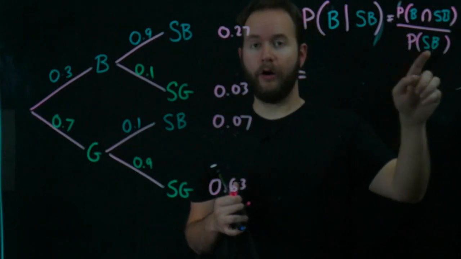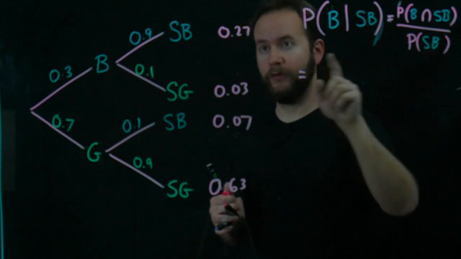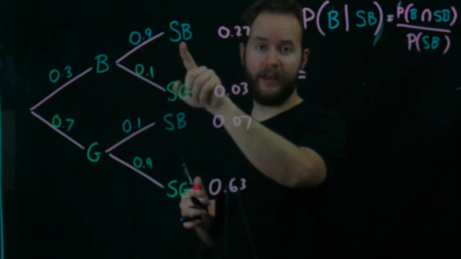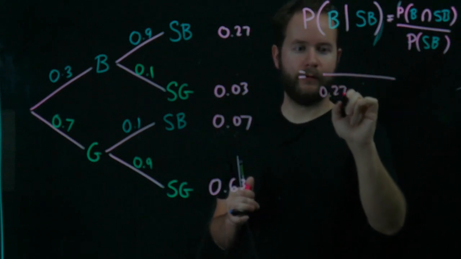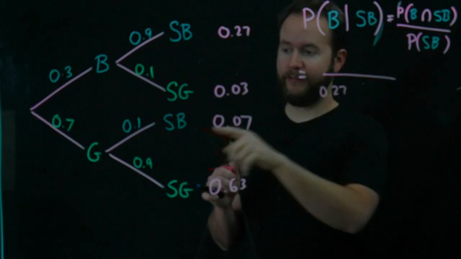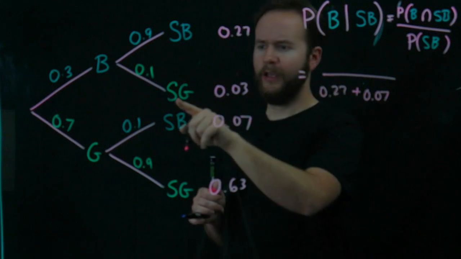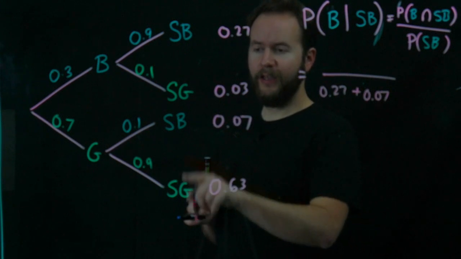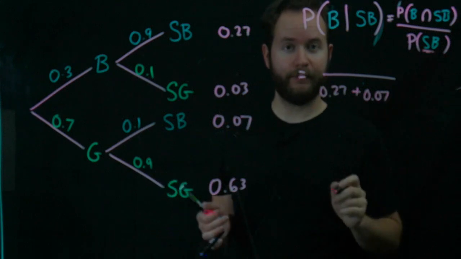P of SB is the sum of all the values that have SB next to them. If you'll notice, 0.27 has SB next to it, so that's going to be in our denominator. Furthermore, we have 0.07 also in our denominator that's next to an SB, so this is going to be added. Notice that this 0.03 and this 0.63 have SG next to them, so those don't get included in our denominator because we're looking for P of SB.